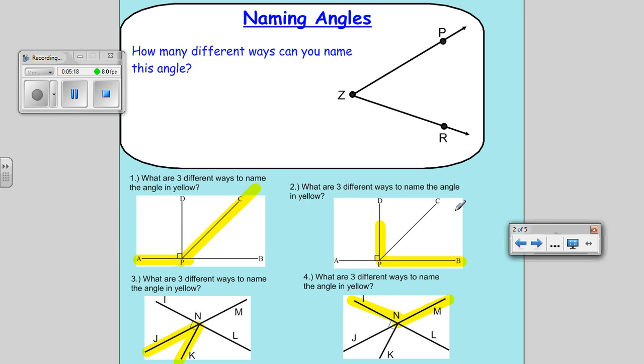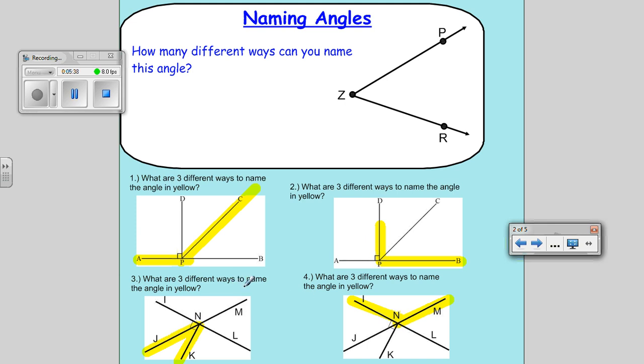Alright, what are three different ways to name this angle? This is a right angle, could be a supplementary angle. So you've got a right angle and a supplementary angle because they can add together to make 180 degrees, and it is an adjacent angle because it's right next to this angle.